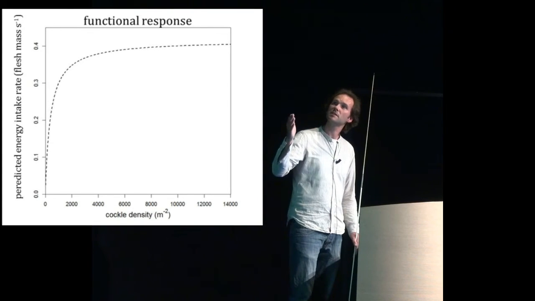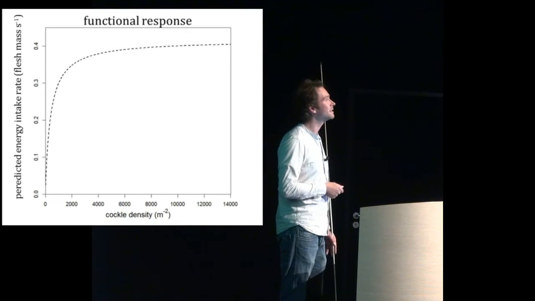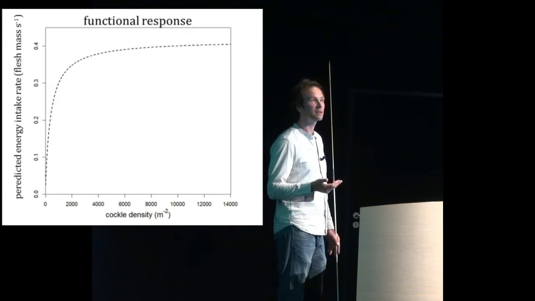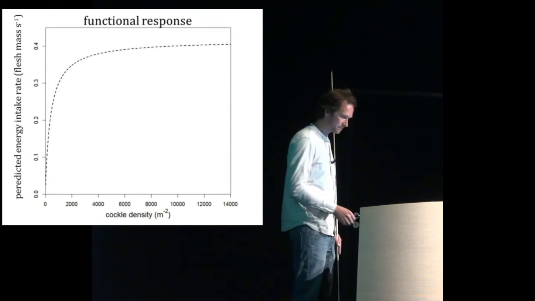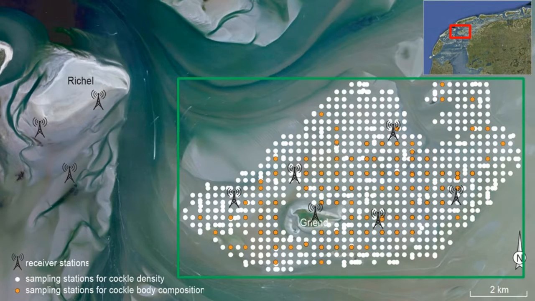But what we conclude from this is that at the highest densities, predators maximize their intake rates. So we'd expect these predators to go to the highest density patches. We expect nuts to go to the highest density of cockles.